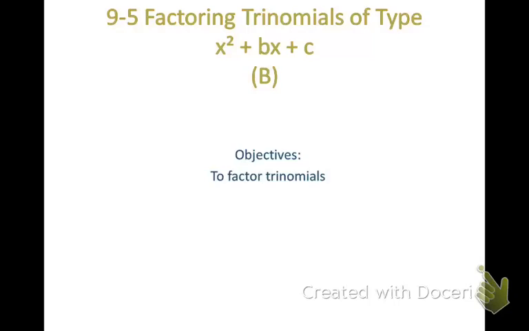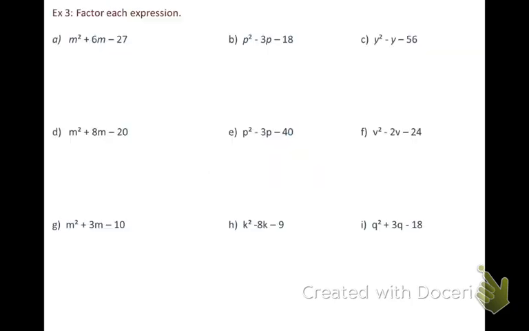Here's the second video of 9-5 factoring trinomials of the type x squared plus bx plus c. It's going to be a little different than last time. Instead of adding the factors, we are now going to subtract the factors. So let's try it out.